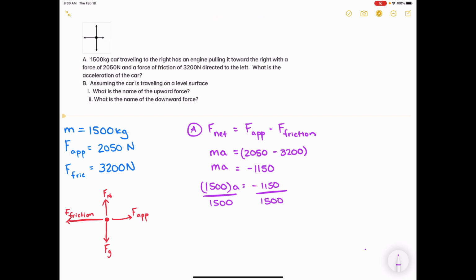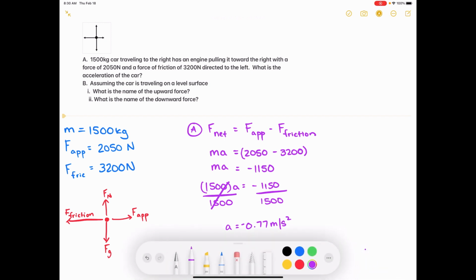And so now we'll have an acceleration of negative 0.77 meters per second squared. And that's important. It's in the negative direction, remember, because we have more friction force than applied force, so our car is actually going to go backwards, even though the engine is pulling it towards the right, because that friction force is more.